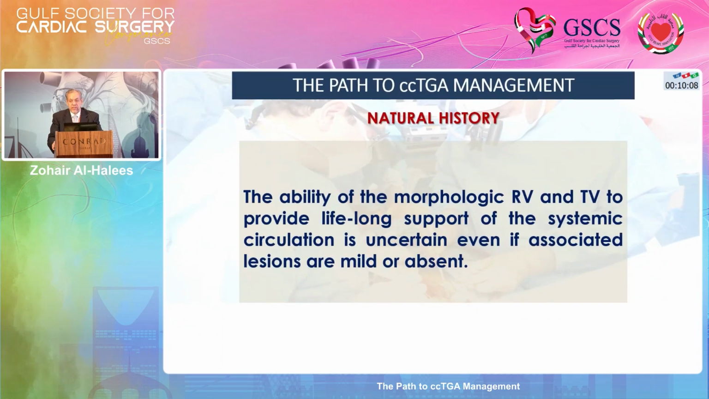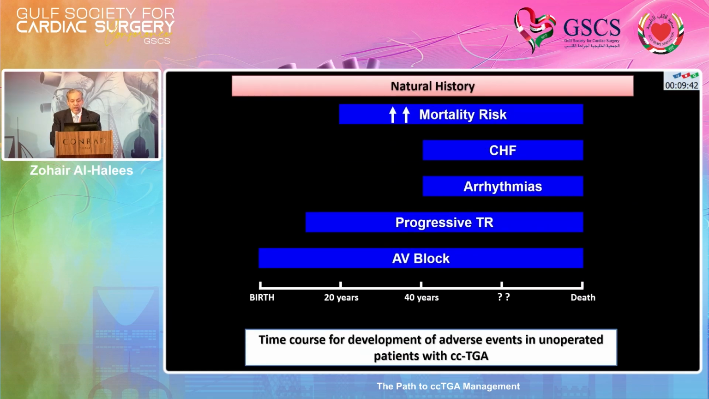If you look at the natural history of the disease, the crux of the problem is the fact that the right ventricle is the systemic ventricle. So the ability of the morphologic right ventricle and the tricuspid valve, being a systemic valve, to provide lifelong support of the systemic circulation is uncertain, even if not associated with any lesion, or the lesions are mild.